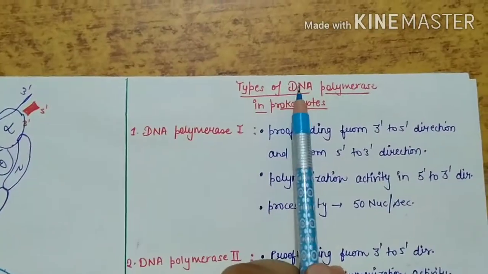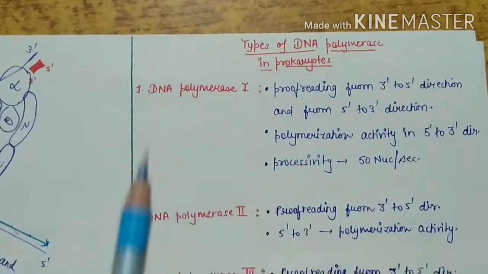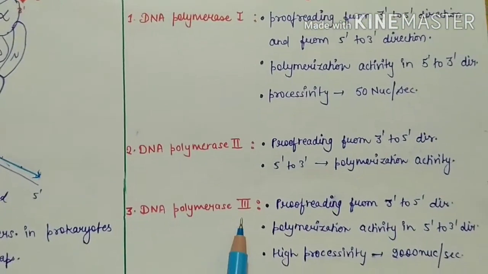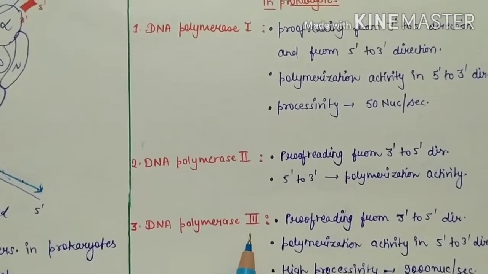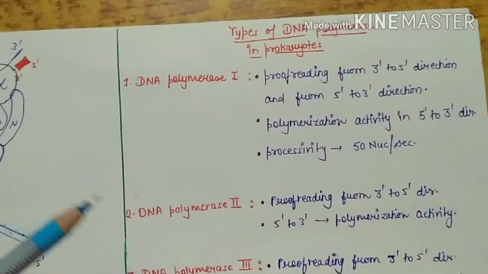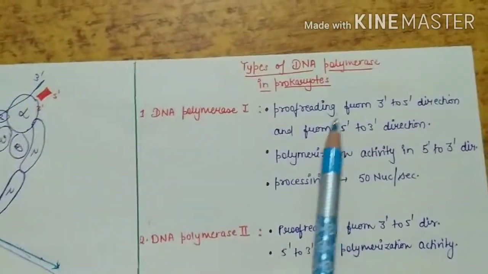Here are the types of DNA polymerase in prokaryotes. DNA polymerase 1, DNA polymerase 2 and DNA polymerase 3. DNA polymerase 4 and 5 are also there, but in our syllabus this is not given, so we will study only these three DNA polymerases.